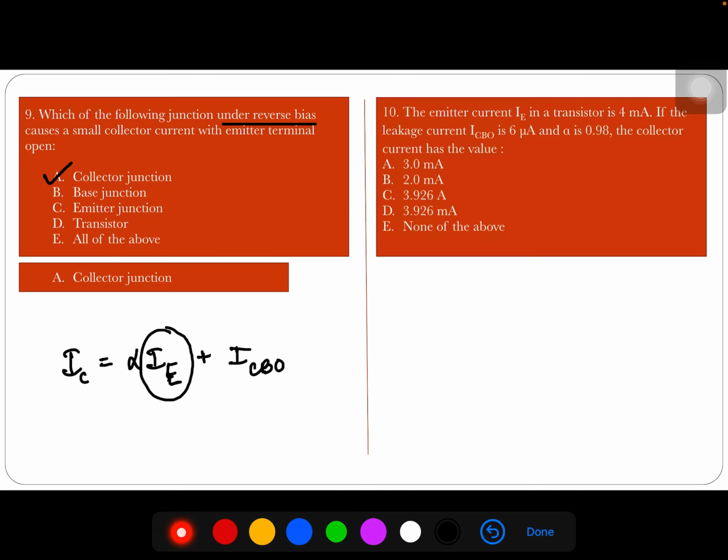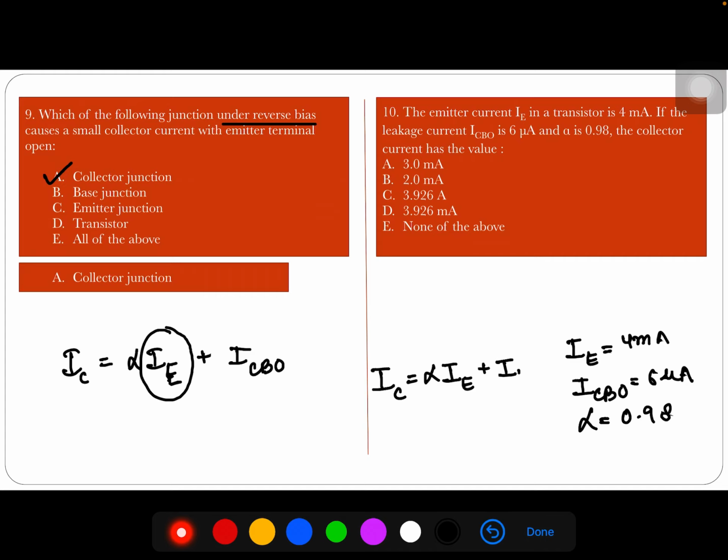The emitter current IE in a transistor is 4 milliampere. If the leakage current ICBO is 6 microampere and alpha is 0.98, the collector current has the value. Now you are given IE as 4 milliampere. Leakage current ICBO has been given as 6 microampere. Alpha has been given as 0.98. So the collector current has been asked. Again, you will apply the full equation because you are given all the values and you have to consider them all. Just put down the values. All the data is available to you in the question, and verify your answer.